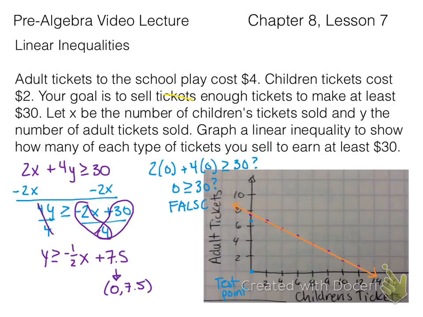$0 is not greater than $30, so it's false, so I need to shade the other side of the line, which means any point in that shaded region works. So if I sold 10 children's tickets and 6 adult tickets, I'm going to make more than $30, which is pretty nice. Now, if I wanted to make exactly $30, then I wouldn't even have the inequality because it would just equal $30, and it would be anywhere that's on that orange line. But since I don't mind making more than $30, any of the combinations that are in the shaded region work.